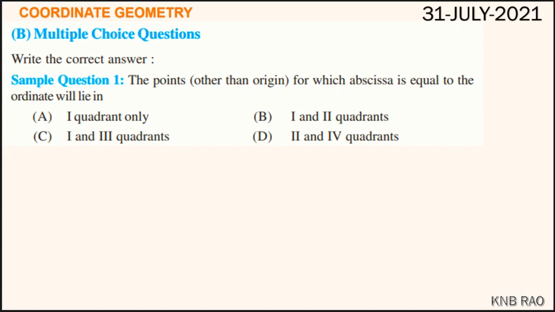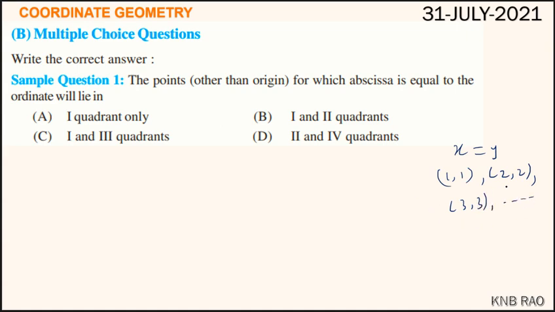The points other than origin for which abscissa is equal to the ordinate will lie. It's a very important and very good question. The points other than origin for which abscissa is equal to the ordinate. That means x is equal to y. So this tells us 1 comma 1, 2 comma 2, 3 comma 3 and so on.